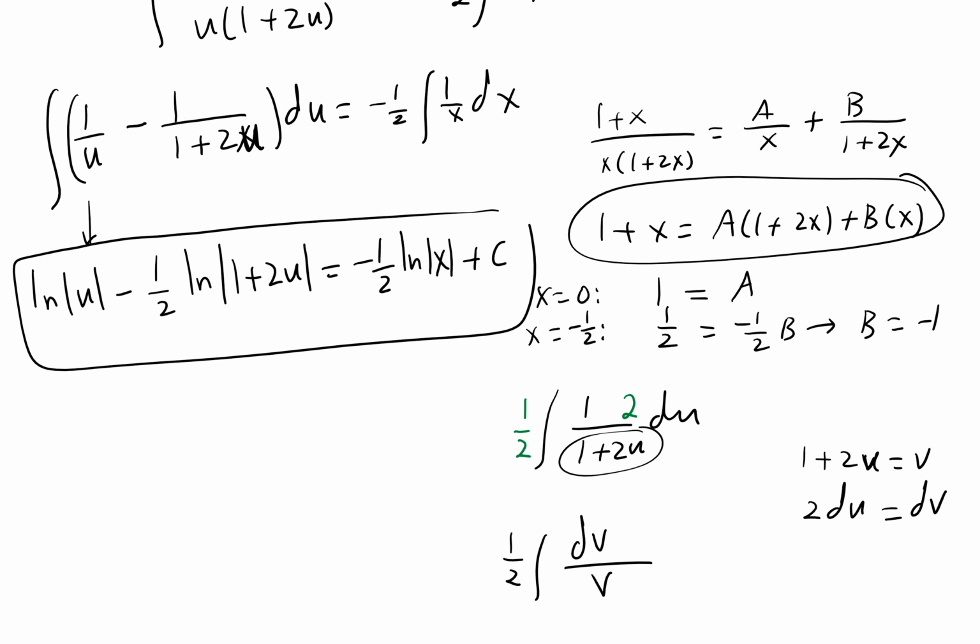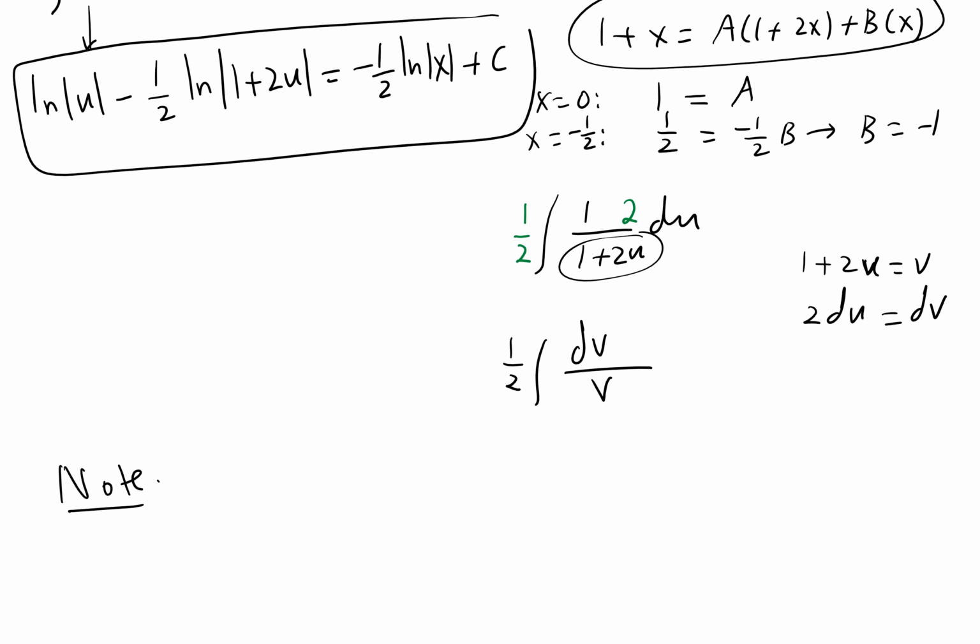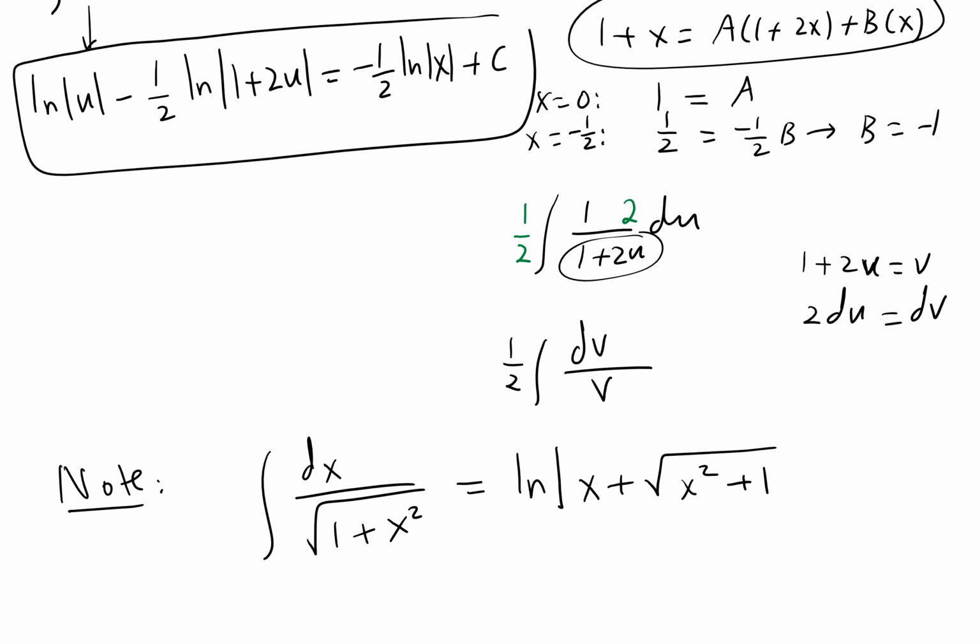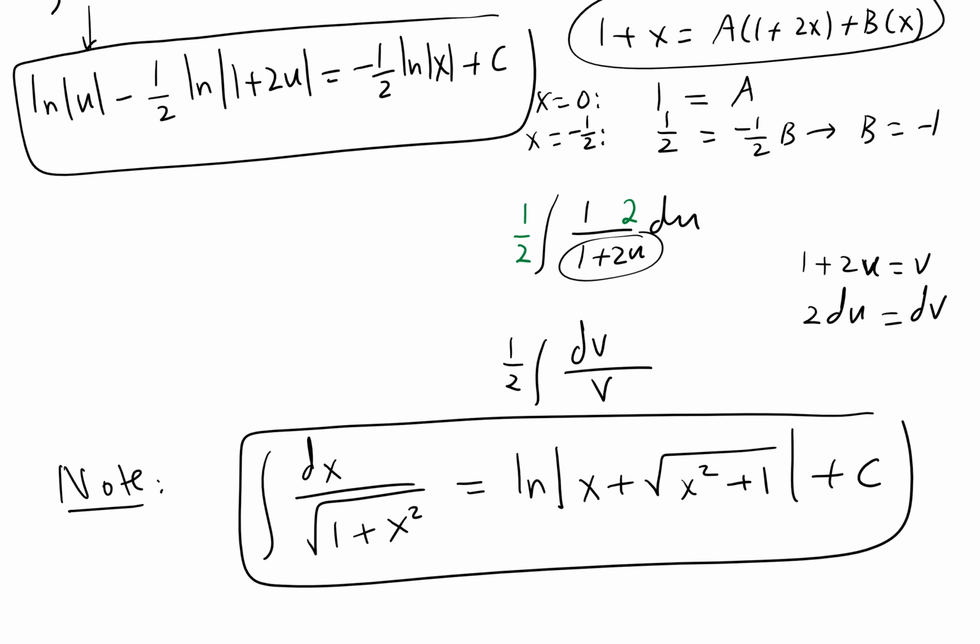Now, we can look at more examples. And before we do this, note, we don't expect you to know this: the integral of dx over the square root of 1 plus x squared is natural log of absolute value of x plus the square root of x squared plus 1, plus c. So on a test, that would be like a given thing for you.